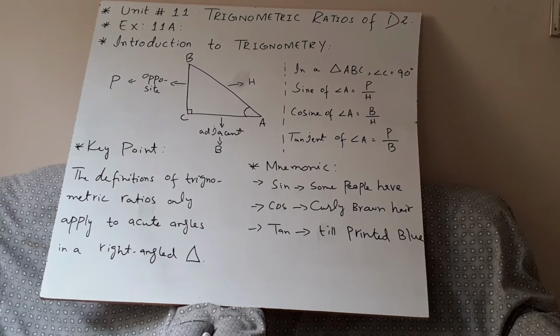The key point here is that the definition of trigonometric ratios only applies to acute angles in a right angle triangle. The ratios we have defined, sine, cosine and tangent, only apply if the triangle is a right angle triangle, and these definitions apply only to acute angles in a right angle triangle. I think this introduction is enough, so let's move on to exercise 11A.